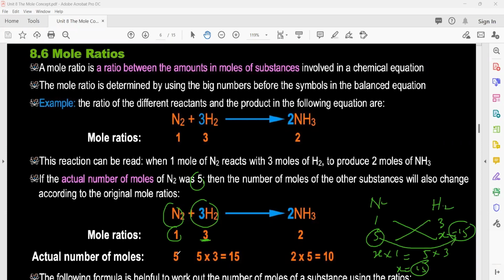So by this you can find the number of moles if they give you a new value. The first value you will take from the equation, whatever the numbers are. Then they give you a second value, maybe for this one or for this one. Then use this comparison method and you can find the actual moles for the other one.